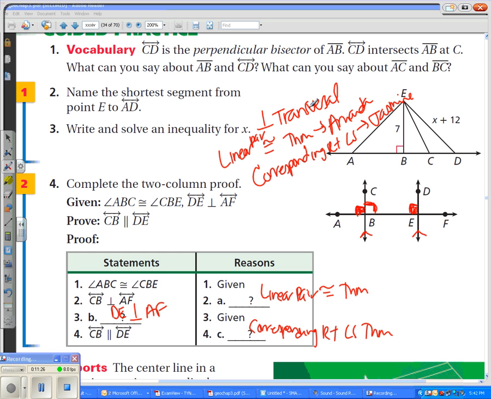The perpendicular transversal theorem says that if you have two lines that are parallel, so you already know two lines are parallel, and if one of those lines is perpendicular to the transversal, well, that means that the other one has to be perpendicular as well. That's what the perpendicular transversal theorem is. So you should be sort of familiar with those three proofs.